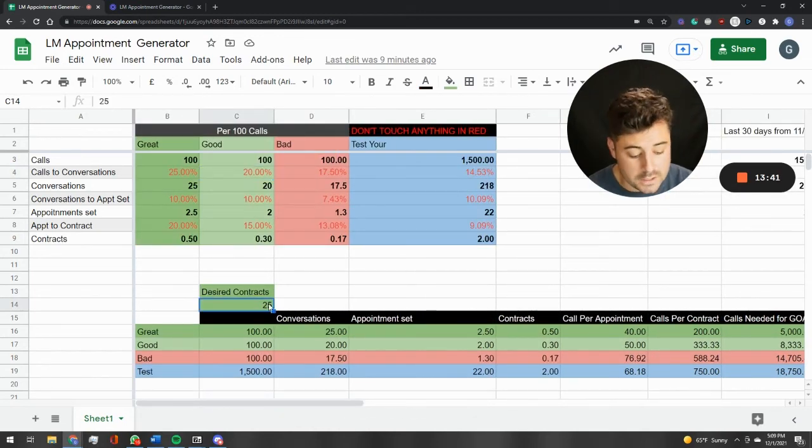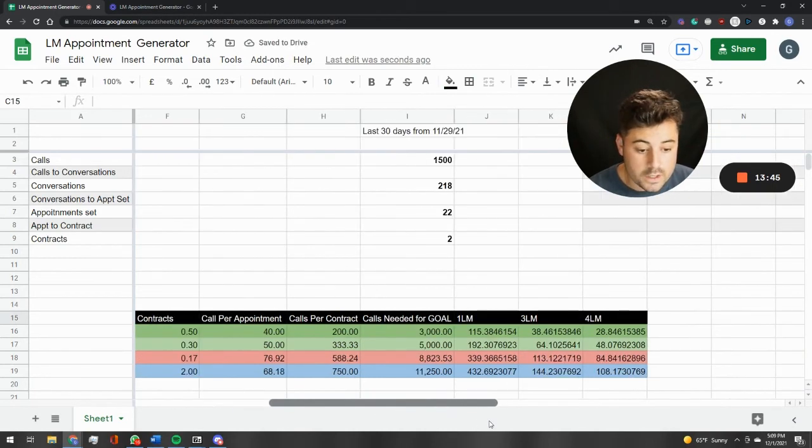Now, I'll be honest, our contract a month goal is just 15 right now. So let's change those numbers. So Jordan, they changed significantly, obviously. Jordan, we still need 144. We got 3 lead managers right now. We're not going to be able to do that at those current numbers at 144.